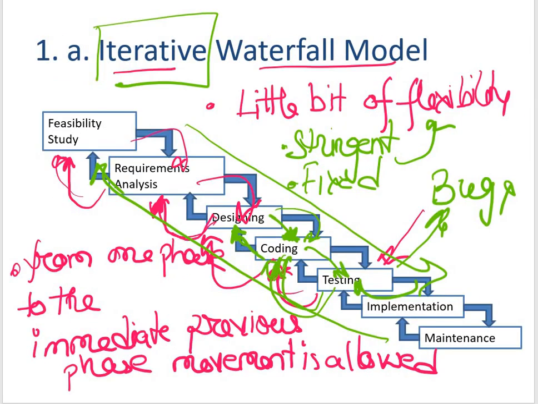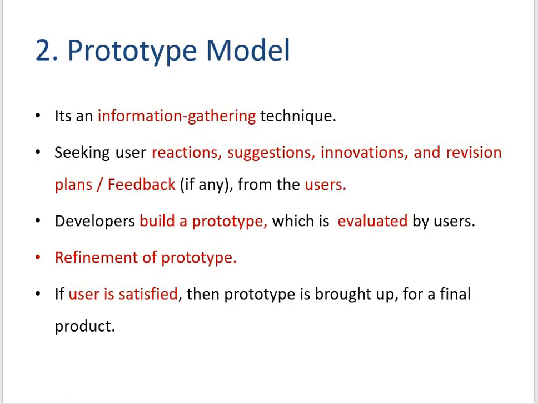So to overcome some of the drawbacks, we brought some minor changes. So this waterfall model became iterative in nature. So now this time we have an iterative waterfall model. So what we see is that we have an option of moving towards the immediate previous phase. So in today's discussion, we are going to talk about a prototype model.